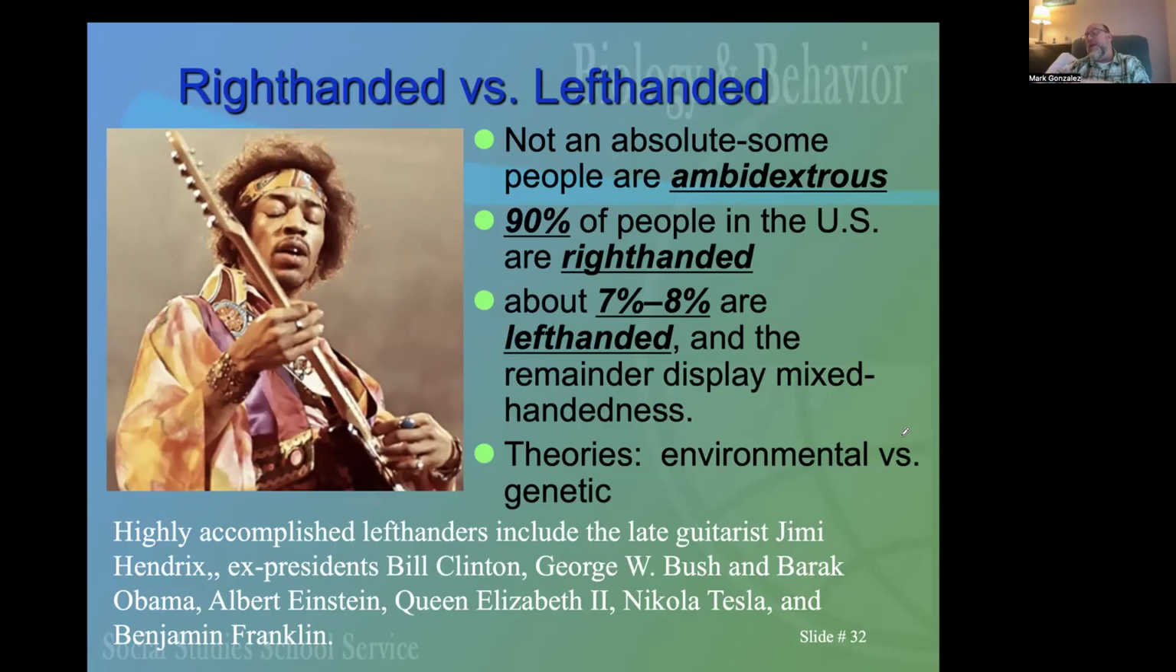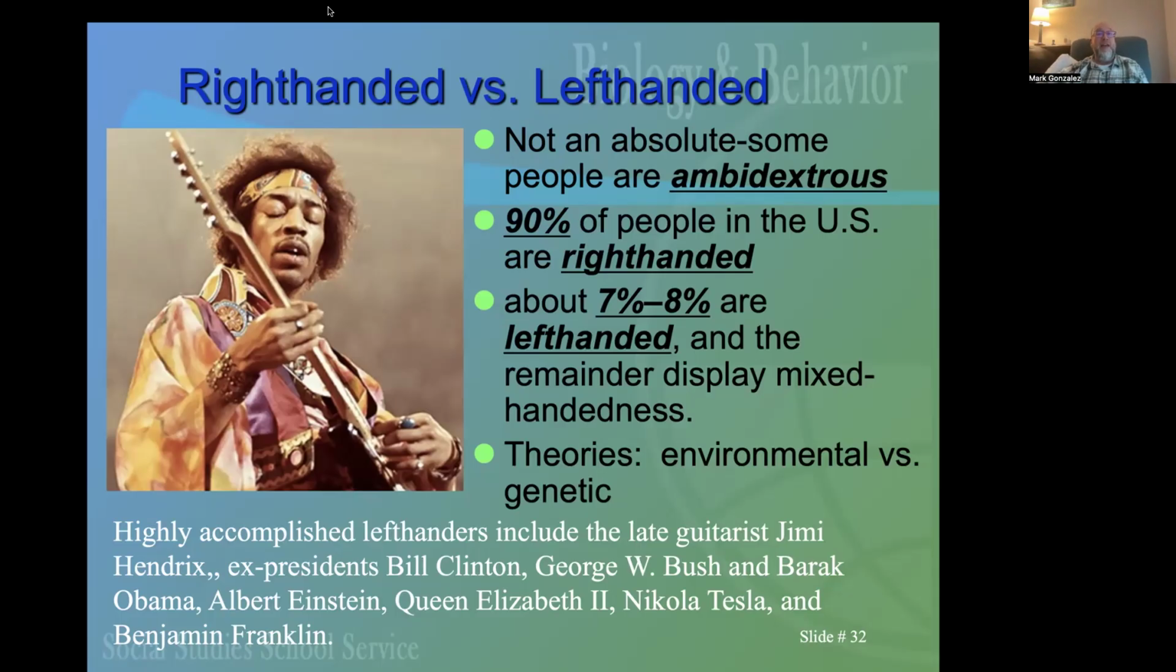There have been a lot of very famous people who've been very successful left-handers. The left-handed guitarist was Jimi Hendrix, famous rock and roller. We've had three ex-presidents, especially recently, Clinton, George W. Bush, and Barack Obama, who were lefties. I mean, one of the smartest, quote unquote, people in the world in the last 100 years, Albert Einstein, was a lefty.